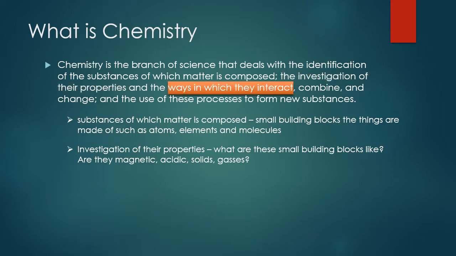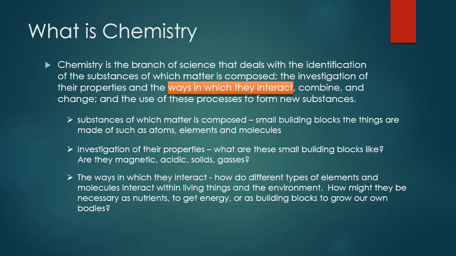Next up is the ways in which these things interact. How do different types of elements and molecules interact within living things and within the environment? How might these tiny little particles be necessary as nutrients, or to get energy for our bodies, or as building blocks to grow our own bodies? Different types of elements interact in different ways with each other and with our body to make our bodies and all living things function.